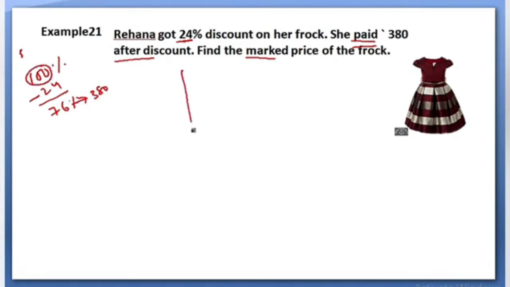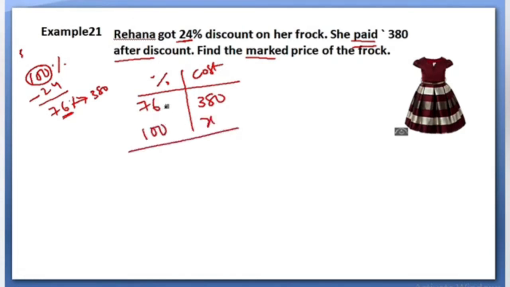So simply you should prepare a table like this, with percentage, and here you should take the cost. So she paid 76% cost, which is equal to 380 rupees. Now we are going to find the market price, that is 100%, x. That is, she paid 76% cost, 380 for the cost of the frock, and the market price which is equal to 100% is x cost. We are going to find that x value.